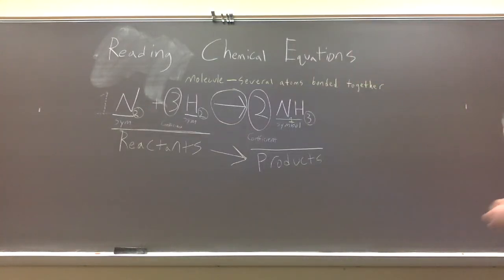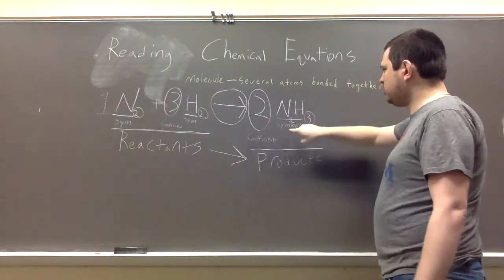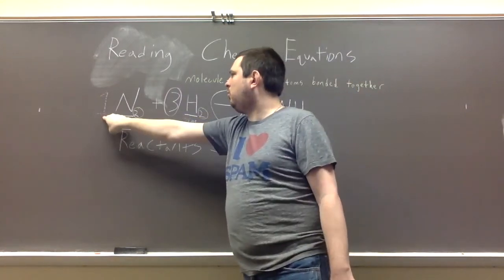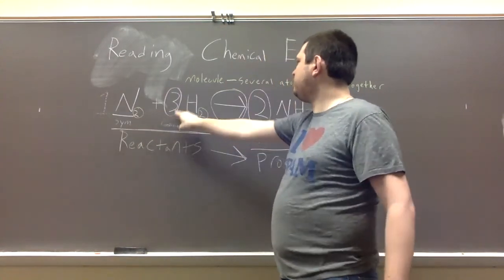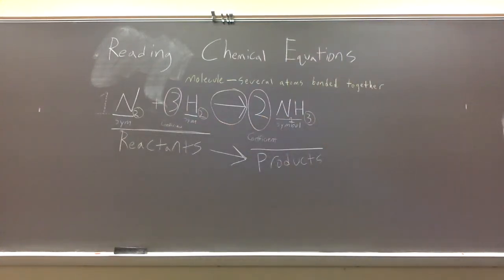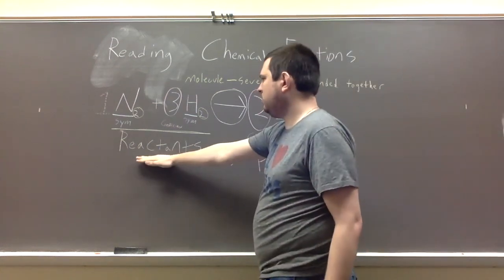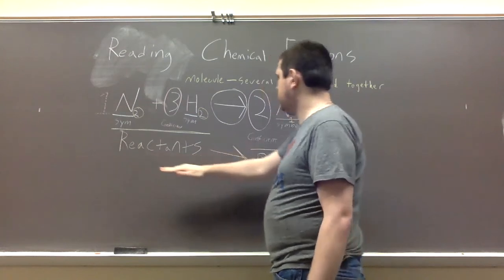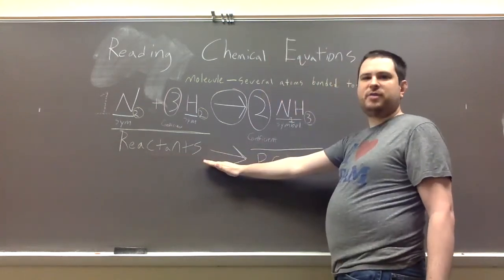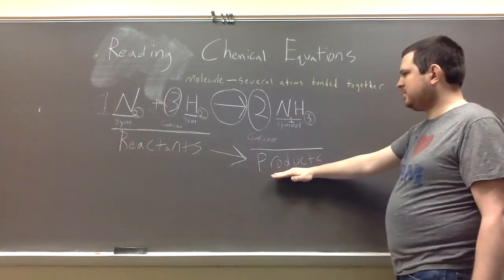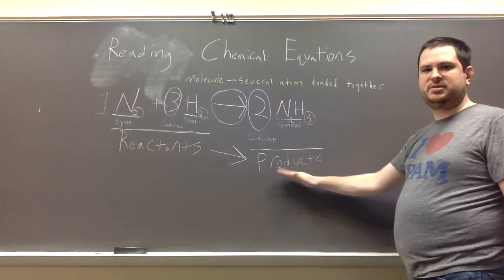Third, you have your coefficient. How many of each molecule is present? 1 nitrogen, 3 hydrogen makes 2 ammonia. And finally, you have the reactants, which are those that are reacting. This arrow represents a chemical reaction, and the product side, what is produced.